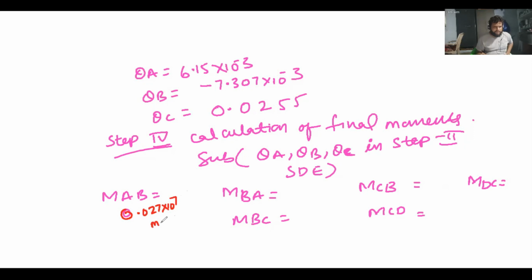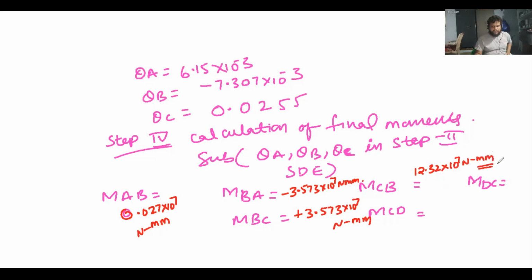So MAB is in 10 to the power of 7 Newton mm. What is MBA? MBA equals minus 3.573 into 10 to the power of 7 Newton mm. Next, MBC is plus 3.573 into 10 to the power of 7 Newton mm. Next, MCB equals 12.32 into 10 to the power of 7 Newton mm.